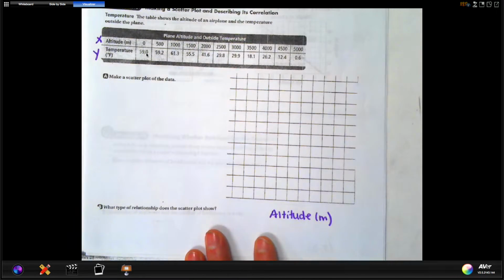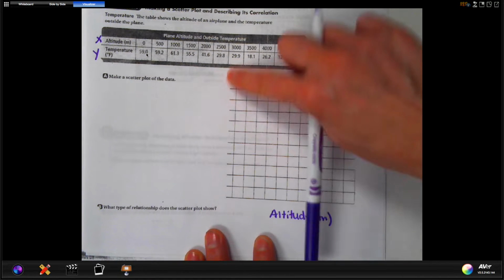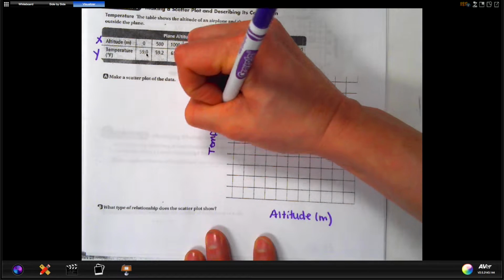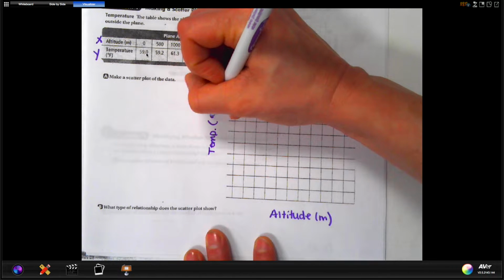So across the x-axis is altitude. And you want to put what it's measured in. So it's measured in meters. And then this is always going to be our dependent variable, is our y. And that's always second. We're going to label this temperature. And the temperature here is measured in degrees Fahrenheit.